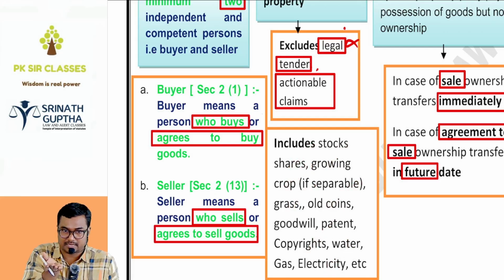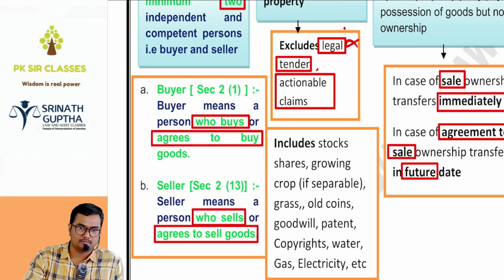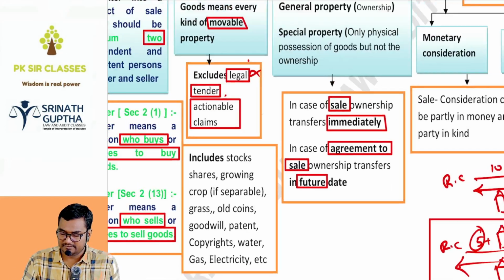If they are separable, right now one tree is there in the field, that is not a good. If separating from the earth, it will become good. Plantations are there, growing grass is there, it is not a good. If separating, it is a good. So goods includes shares, stocks, patent rights, copyrights, goodwill, water, gas, electricity, standing trees, and growing crops, if they are severable otherwise.